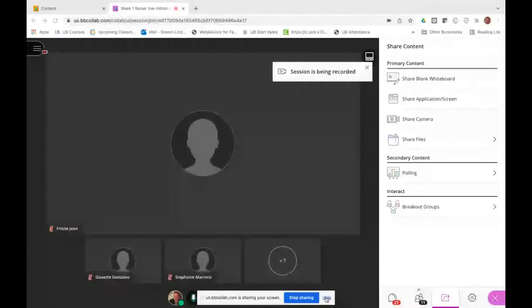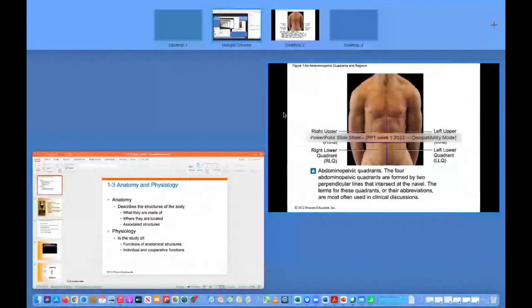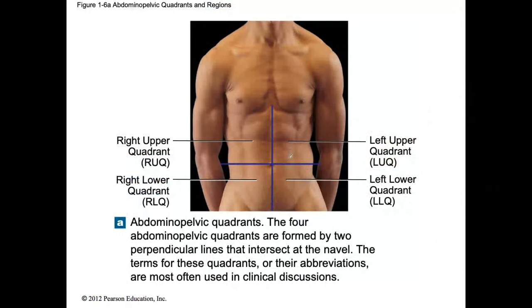Let's take a look at the next section. This next section is going to be talking about these anatomical quadrants, these regions, and let's take a look at them. So all it is, we're drawing a sagittal line like this, or a vertical line, and then this horizontal line right at the belly button, so that we have four quadrants.